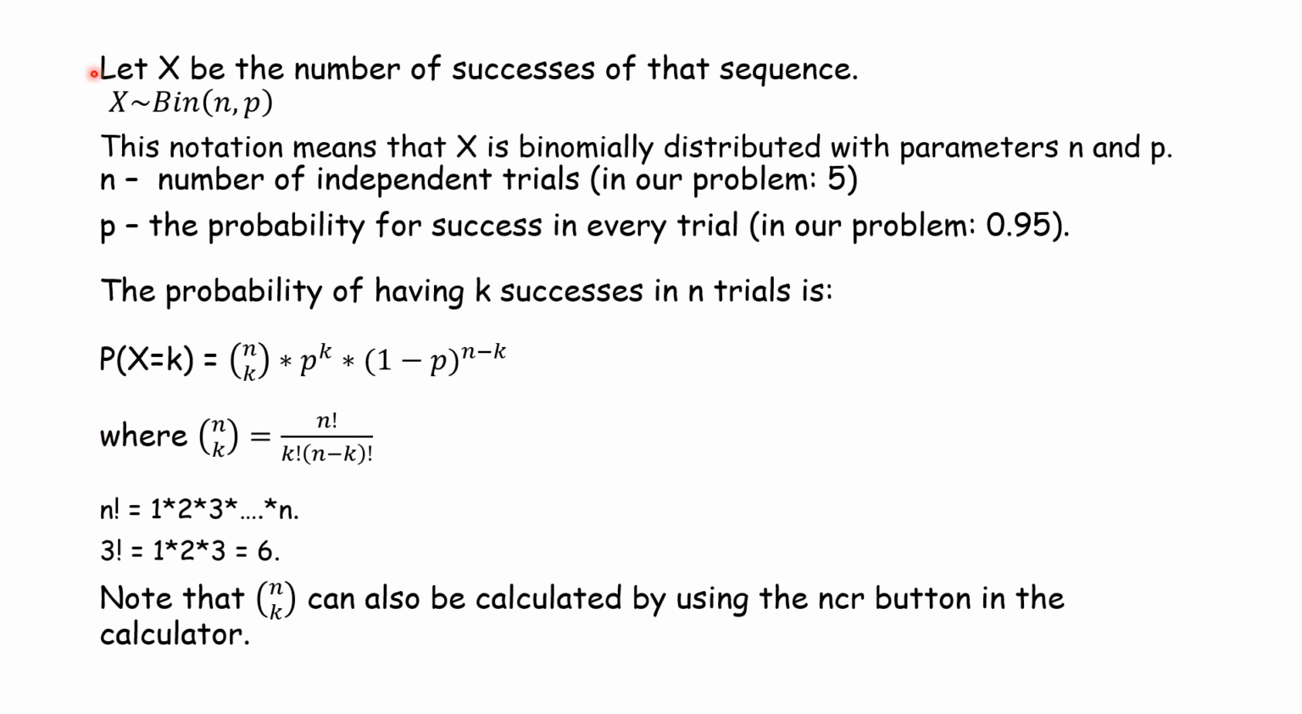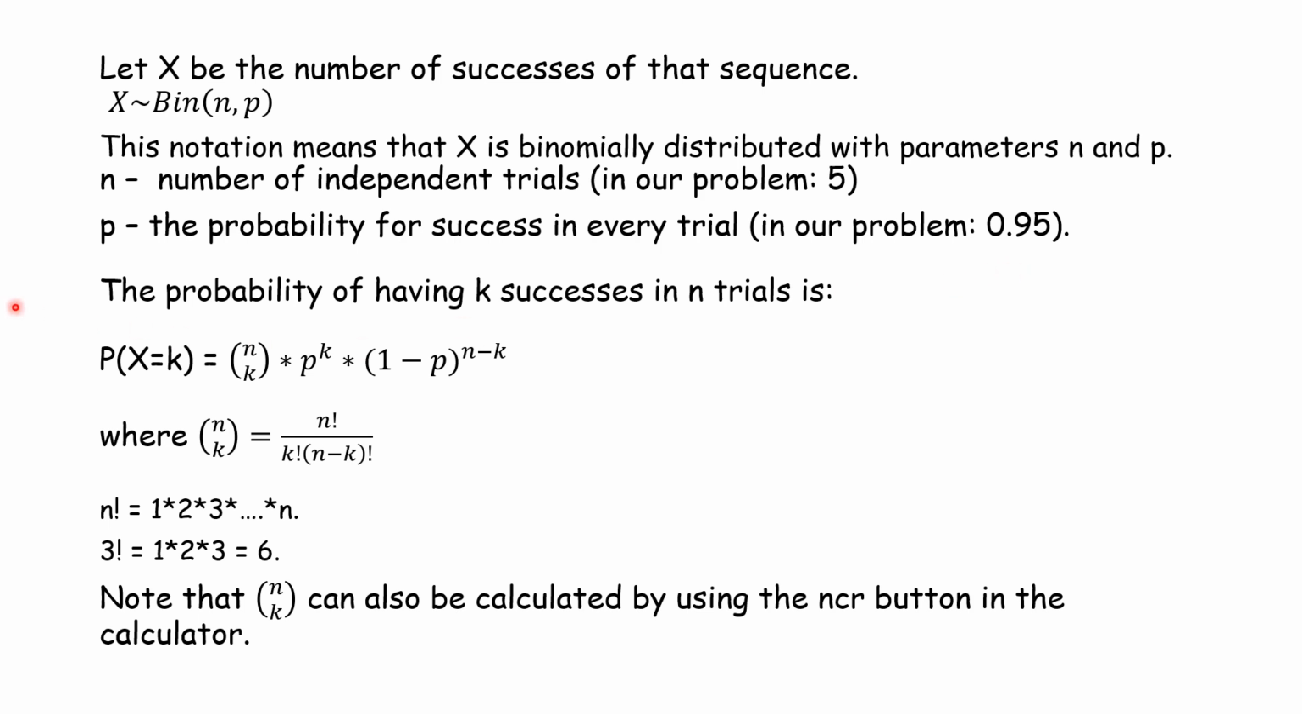Let x be the number of successes of that sequence. This notation means that x is binomially distributed with parameters n and p. Note that this symbol, which is called tilde, just means distributed. n is the number of independent trials, in our problem 5, the 5 girls Brad approaches. p is the probability for success in every trial, in our problem 0.95.